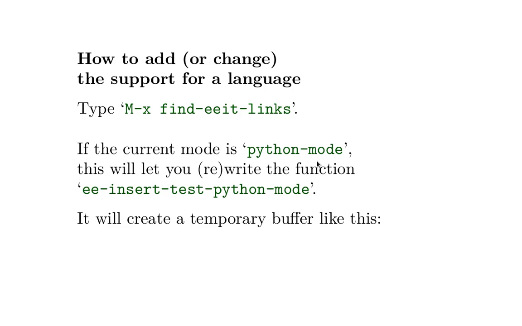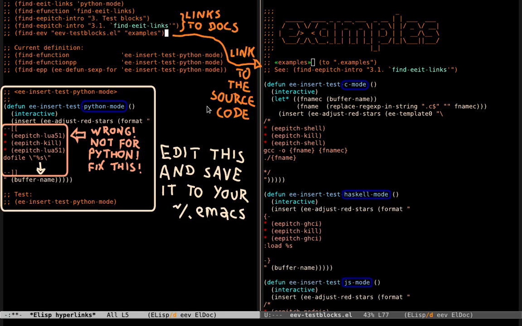So if I'm in Python mode and I run this, I get a temporary buffer like this, in which this thing is my template for the function. Usually this thing is totally wrong. I have to rewrite this string, but the rest is right. You can see Python mode here in the name of the function. So we have to edit this and save that to our ~/.emacs.